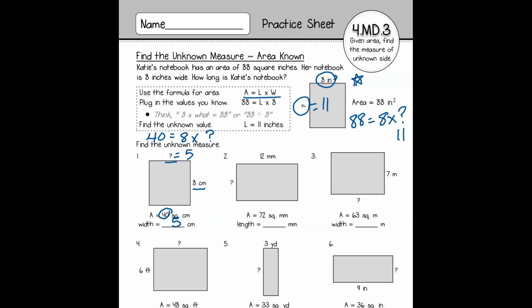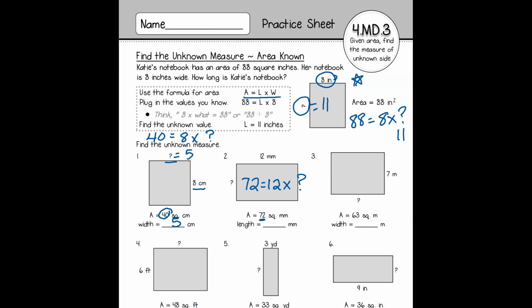Let's do one more together. Okay. If I know my area is 72. And I know my formula for area is length times width. So I know one of my sides is 12, and I have to multiply it by my other side, but I don't know what that is. So I'm thinking 12 times what equals 72.